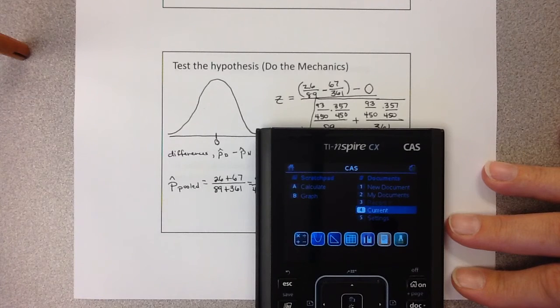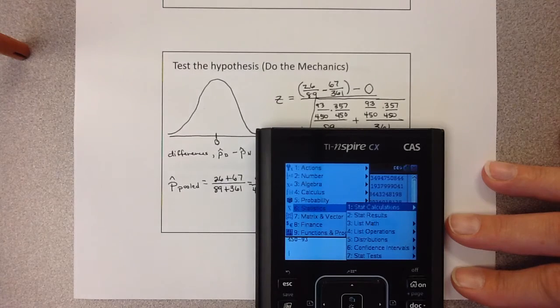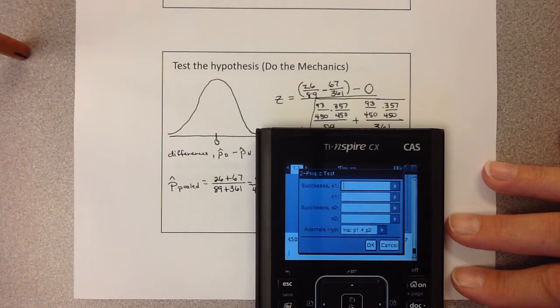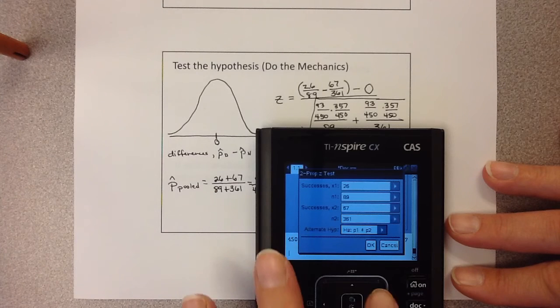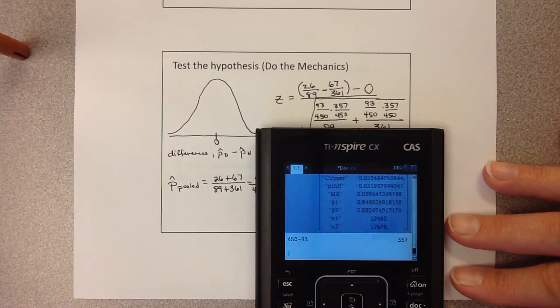All right, so if I go to hypothesis test commands, so go to statistics. Number 7 is stat tests. And I have a 2 proportion z test down there on number 6. And I'm going to put in my two groups. So 26 people out of 89 in the first group, 67 people out of 361 in the second group. Then I have to pick what my hypothesis said. Was my hypothesis the first group's bigger than the second one, not equal to the second one, or less than? I had a greater than in my alternate hypothesis. So I'm going to pick the greater than and hit OK.